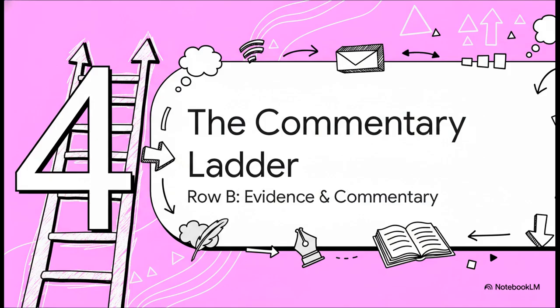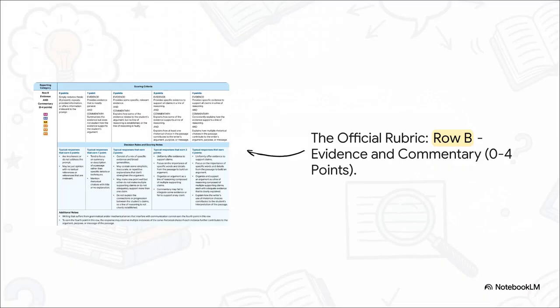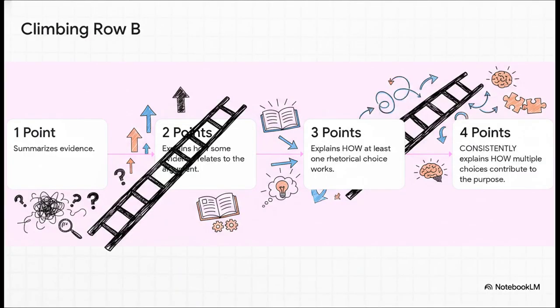This is row B on the rubric, and it's where the bulk of your points, up to 4 of them, are going to come from. Okay, here's row B, which is all about your evidence and commentary. I know, it looks a little intimidating, a lot of text, but don't worry. The easiest way to think about this is like a ladder with 4 rungs, and you're trying to climb to the top. So let's talk about that journey up the ladder.